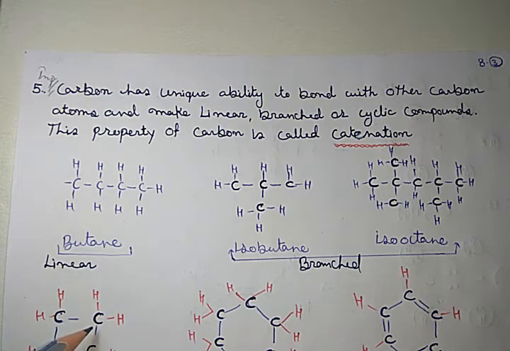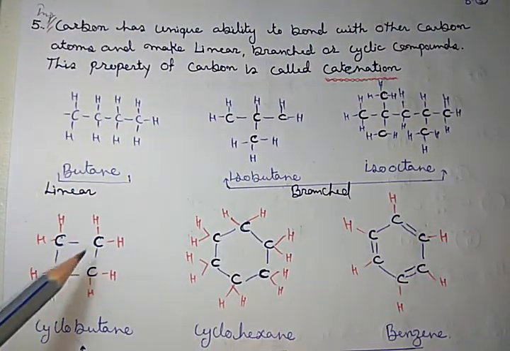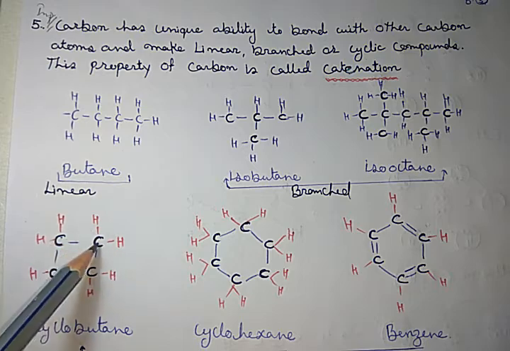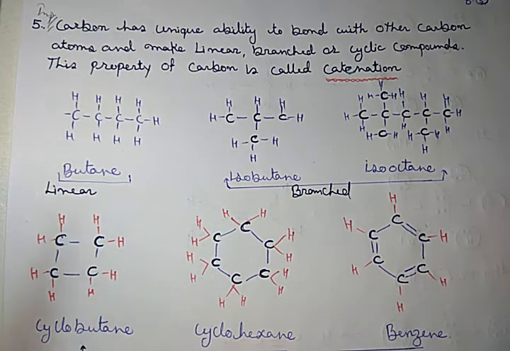For example, this, that one, that, and the last one is again attached with the first. Similarly that. So this property is known as catenation. To understand more about it, let me consider the examples.